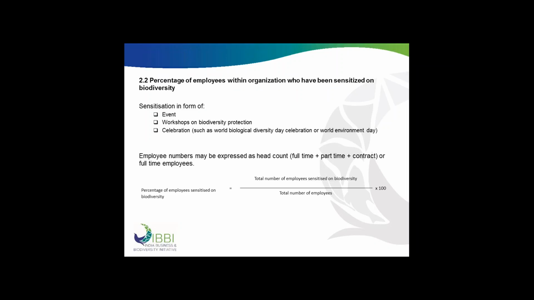Indicator 2.2 is on the percentage of employees within the organization who have been sensitized on biodiversity. The sensitization of employees could happen in many ways, such as having events on biodiversity, celebrating important days, or organizing workshops on biodiversity related topics. The number of employees in the project unit is to be provided along with the number of people sensitized on biodiversity.